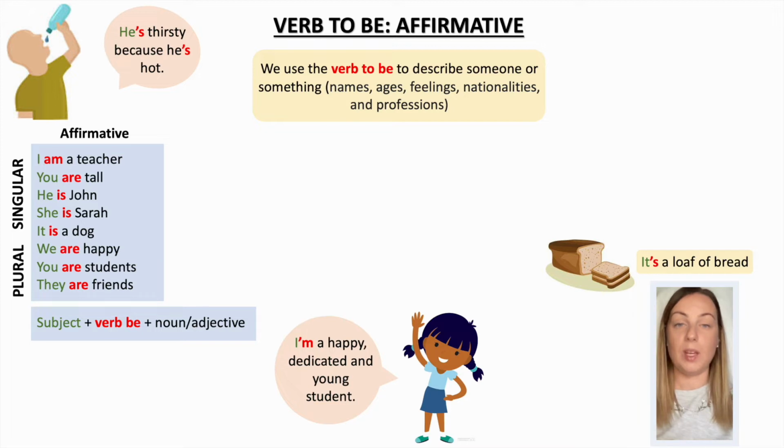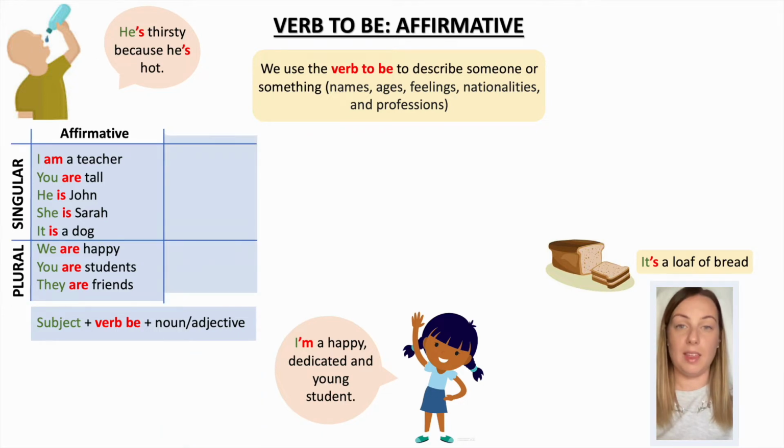As you can see, we have singular and plural subjects. The singular subjects are I, you, he, she, it. The plural subjects are we, you and they. The contracted forms of the verb to be: I'm, you're, he's, she's, it's, we're, you're, they're.